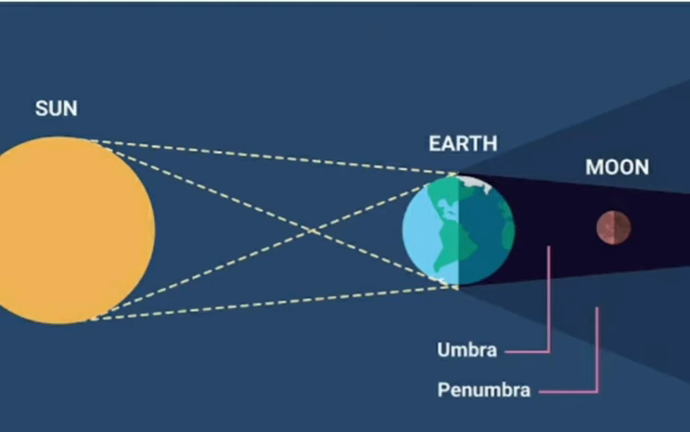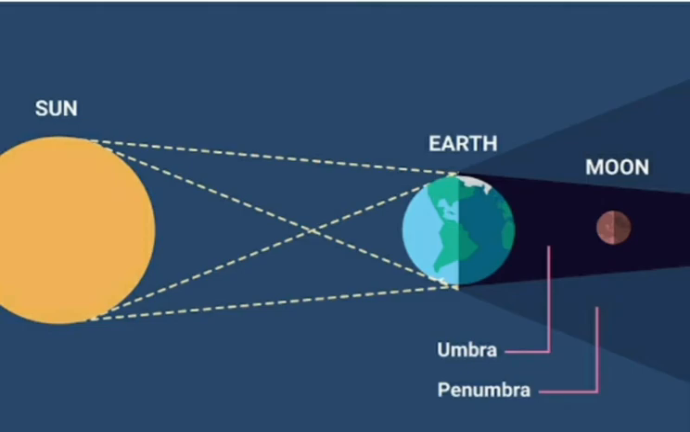In solar eclipse, the region of umbra experiences total solar eclipse, while the region of penumbra experiences partial solar eclipse. Like that, when the moon is in the umbra region of the shadow of the earth, it is total lunar eclipse, and when the moon enters the penumbra region, it is partial lunar eclipse. All of you clear? This is eclipse, the lunar and solar eclipse.